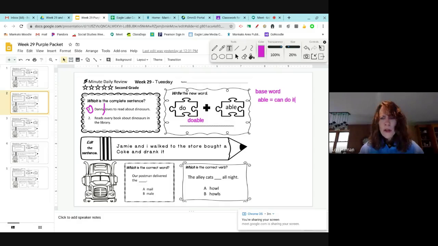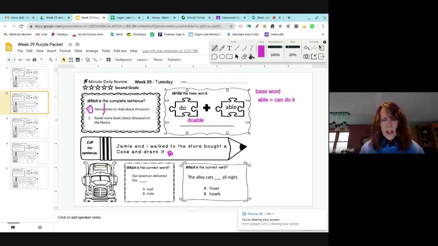What type would I use? Well, this sentence seems to be telling, right? Telling what Jamie and I did. So that sentence should end with a period. That would make it a declarative sentence in this case. It's just giving information, telling.